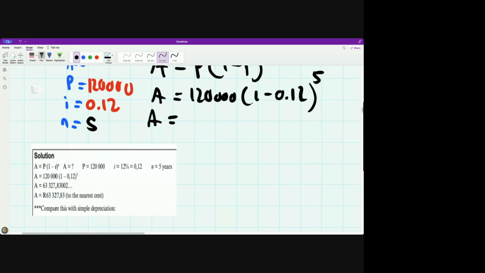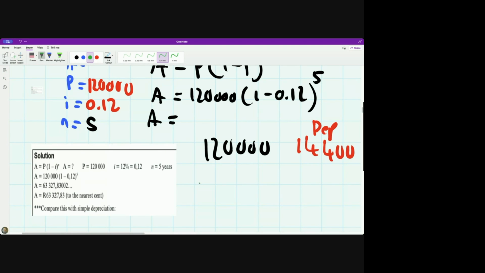All right. Now notice that there is a bit of a difference, and that's because with the compound depreciation, say you lose a certain amount of money in year one. When you depreciate in year two, you depreciate on what's called the book value, right? So if you start off the car being worth 120,000, and then in the first year it loses, let's see, 120,000 times 0.12. So in year one, we are going to lose 14,400 Rand. That's how much depreciation there is in year one.